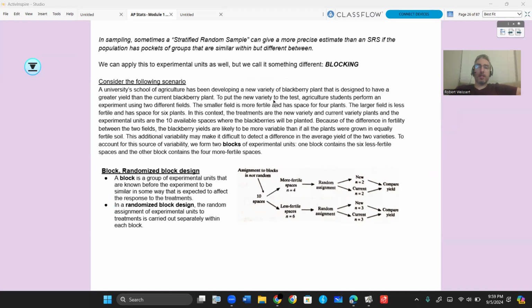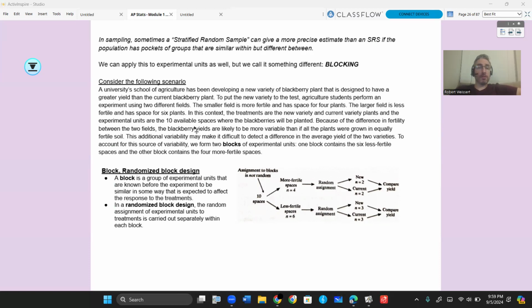To put the new variety to the test, agricultural students perform an experiment using two different fields. The smaller field is more fertile and has space for 4 plants. The larger field is less fertile and has space for 6 plants. In this context, the treatments are the new variety and current variety plants, and the experimental units are the 10 available spaces where the blackberries will be planted.